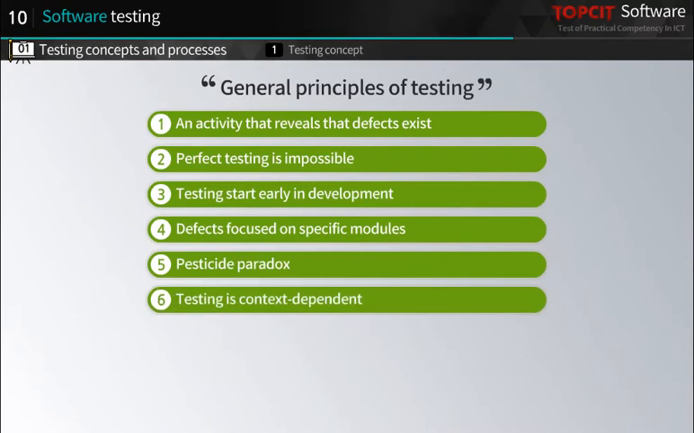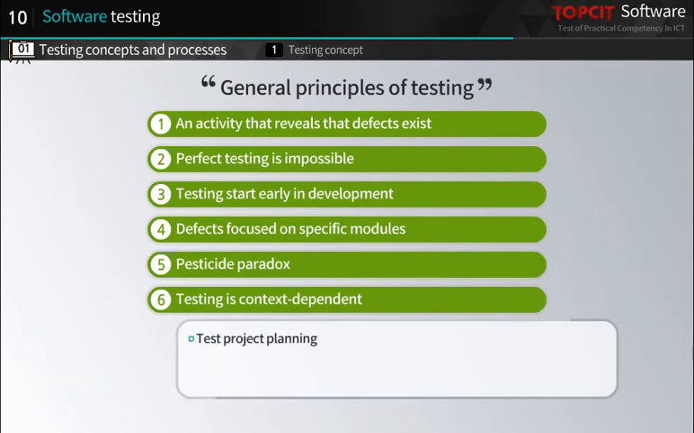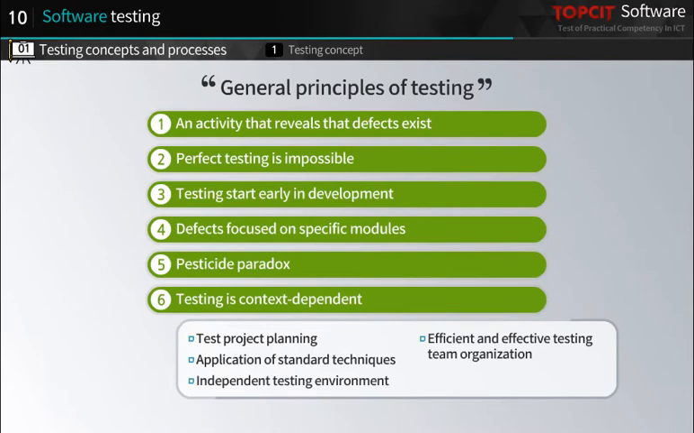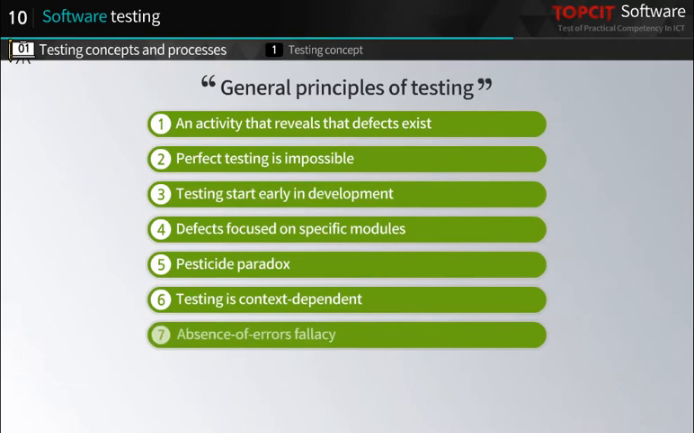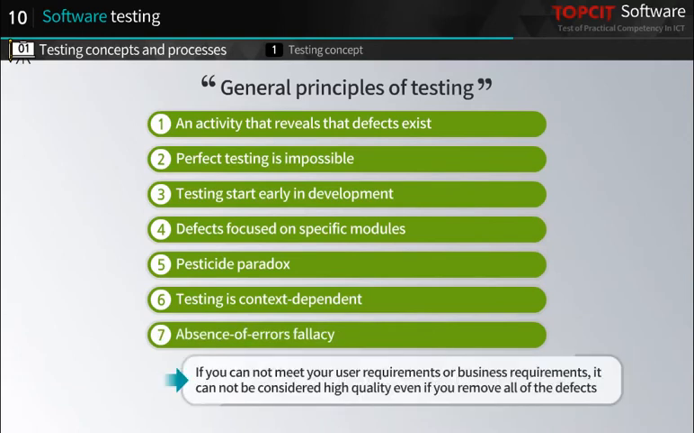Sixth, testing is context dependent. There are situations that do not change in all tests. For example, they are key testing activities which are test project planning, application of standard techniques, independent testing environment, efficient and effective testing team organization, and formal reporting. Finally, seventh, it is the absence of errors fallacy. This principle means that if you cannot meet your user requirements or business requirements, it cannot be considered high quality even if you remove all the defects.